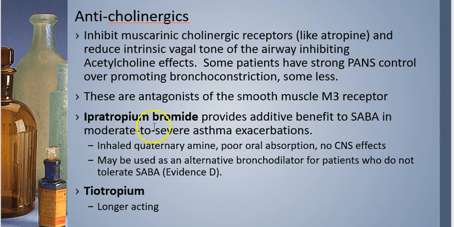So these are antagonists of that smooth muscle M3 receptor, and the prototype here is ipratropium bromide. Okay, and it actually can be used with a short-acting beta agonist in patients that have moderate to severe asthma that experience exacerbations. And then the other one that's listed is tiotropium, which is a little bit longer acting.